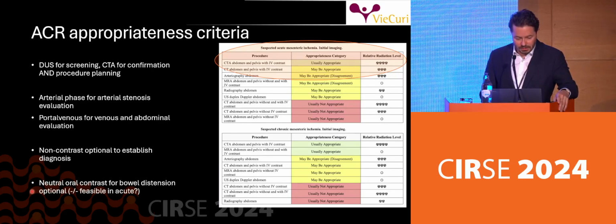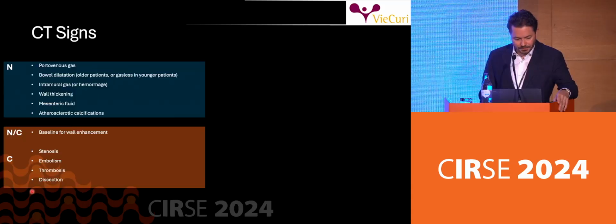For the stenosis evaluation, the arterial phase is the most important. The portal venous phase can assist for the venous and abdominal evaluation in addition to the vasculature. Non-contrast is optional to establish the diagnosis, and a neutral oral contrast for bowel distension can be considered, even though I think in the acute phase it's not very feasible.